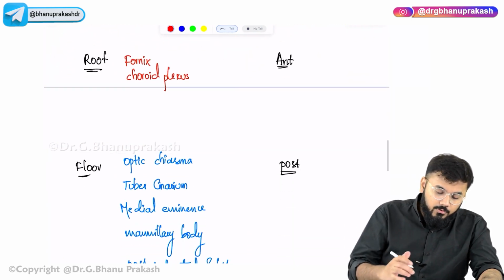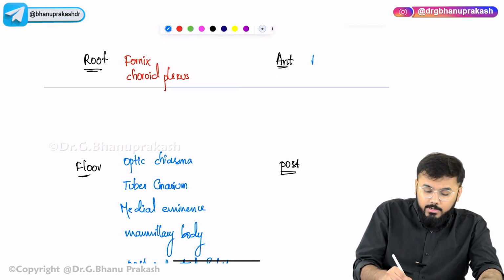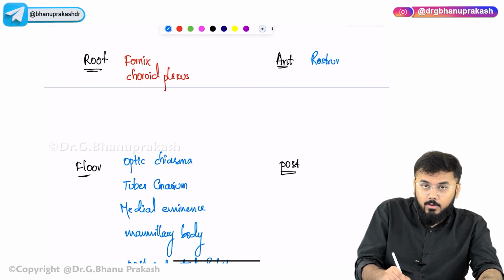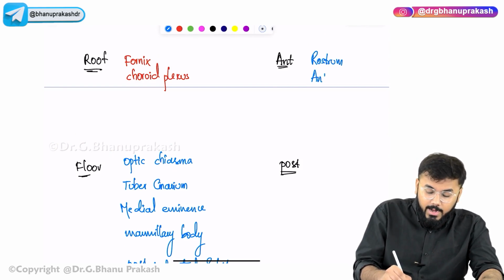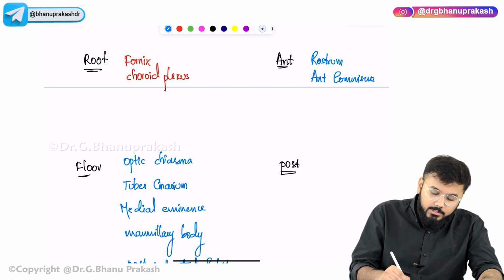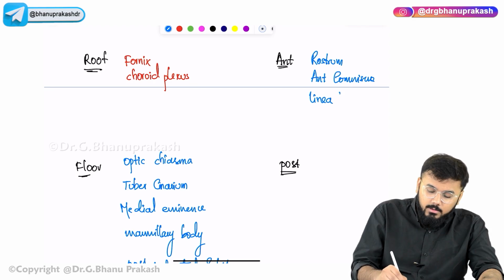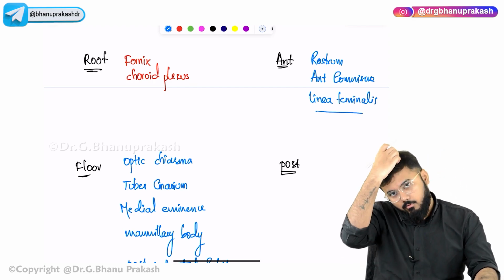Okay. So, which form the anterior wall are, one is your rostrum, another one is your anterior commissure, another one is your linea terminalis, they form the anterior wall.